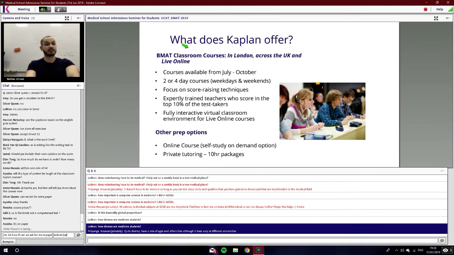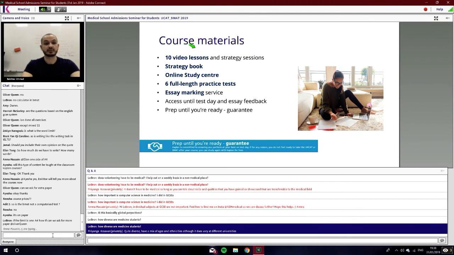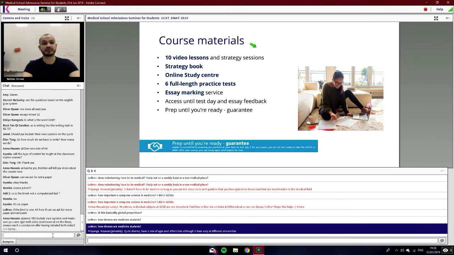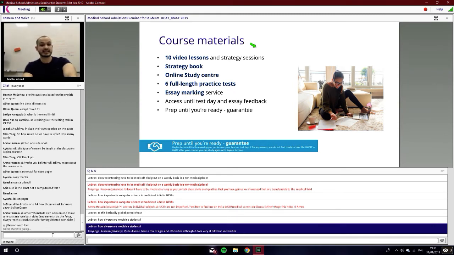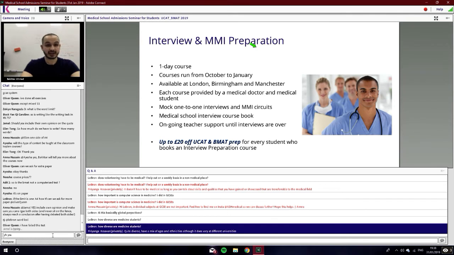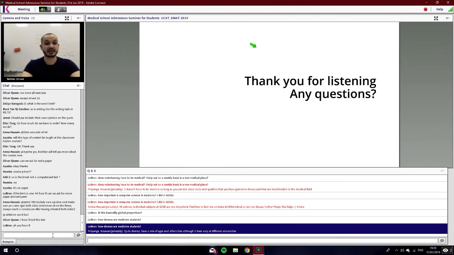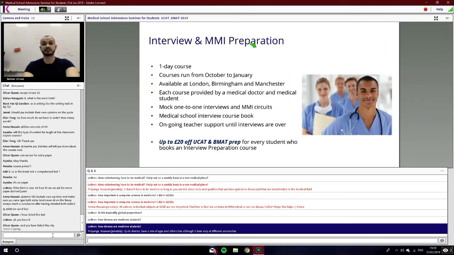And you can also prep on your own, or you can go for private tutoring options too. Within the course material, when you buy the course, you'll be given video lessons, a strategy book, and an online study center. You have 6 full-length practice tests, and there's an essay marking service. So you write your essay, you send it in to one of us, and we'll have a look and mark your essay and go from there. And again, like I said earlier, there's interview and MMI preparation too. So if you have interviews coming up after you've done your examinations, that's something that we provide. These run from October till January.